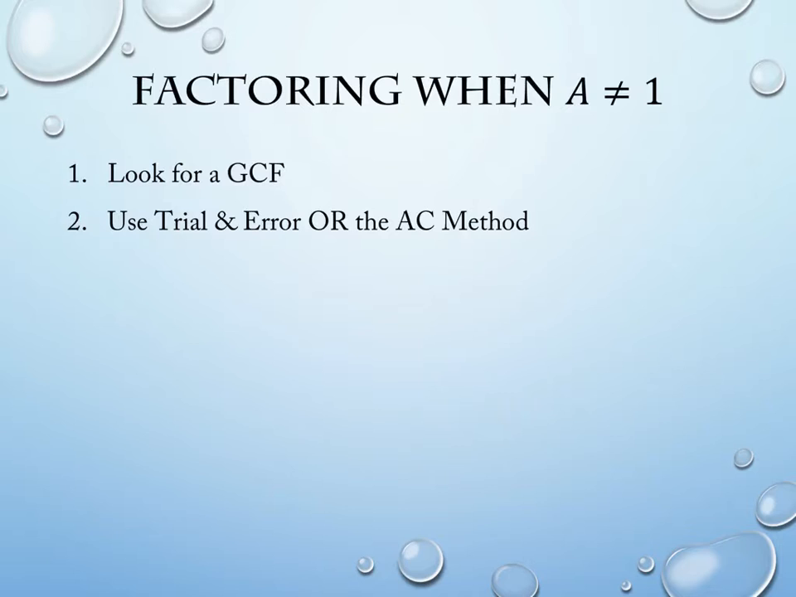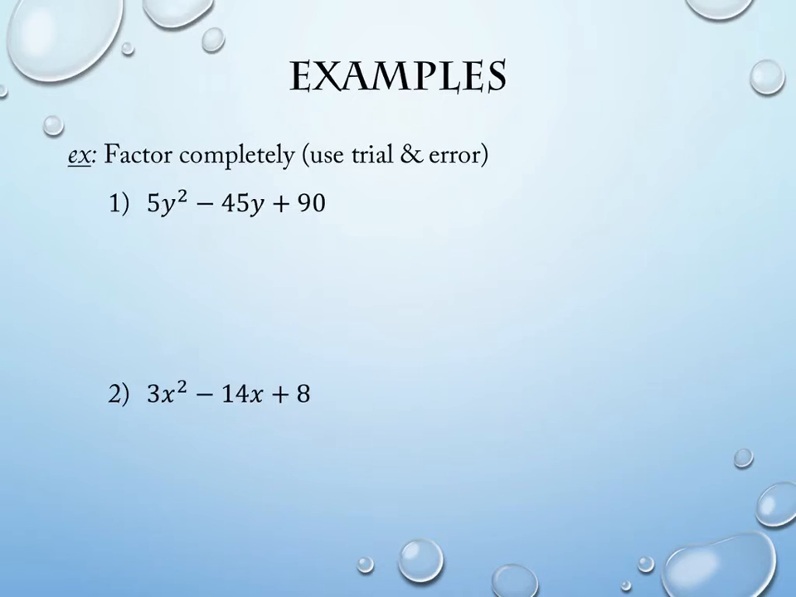And then the second thing that we're going to do is we're going to either continue at that point with trial and error or with the AC method. The AC method is sort of a surefire way. Trial and error is a little more difficult when you don't actually have an a value of 1. So let's take a look.